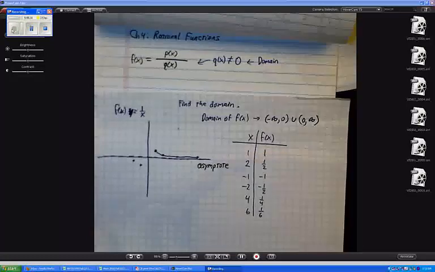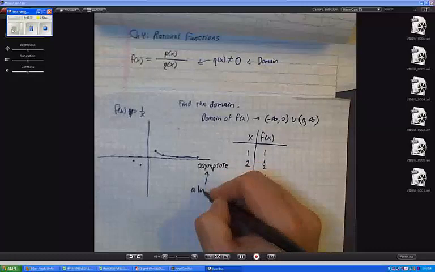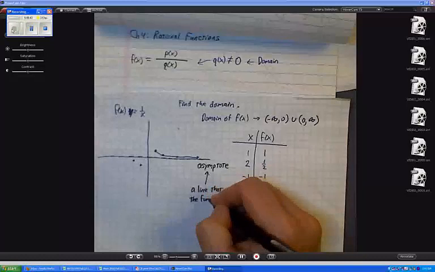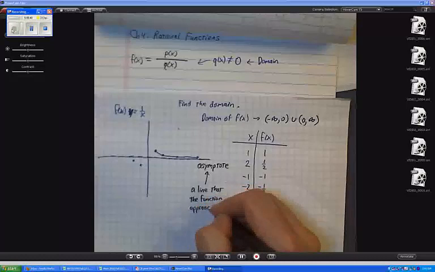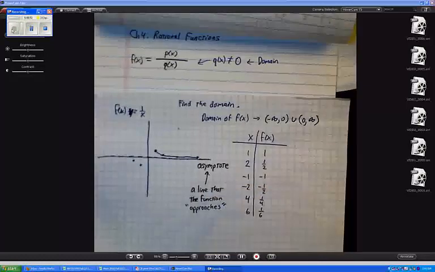Asymptote. An asymptote is, by definition, a line that the function approaches. And again, this approaches, well, that's kind of an intuitive understanding, but I think it's good enough for our purposes. The function approaches that line. You know, in the past, we have talked about end behavior.